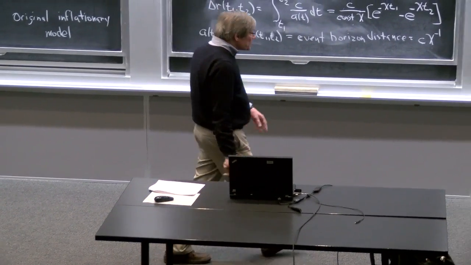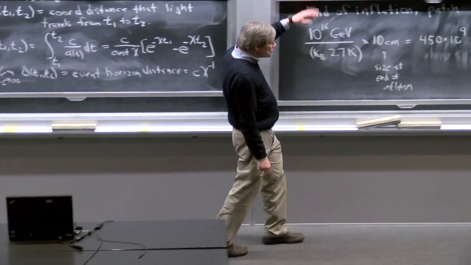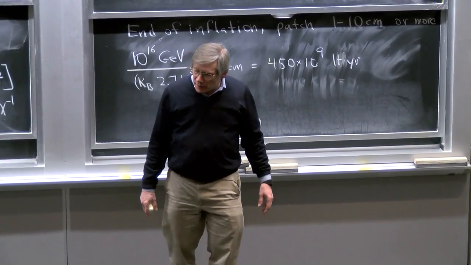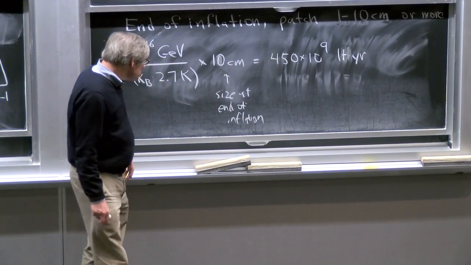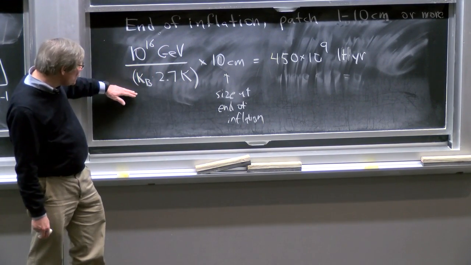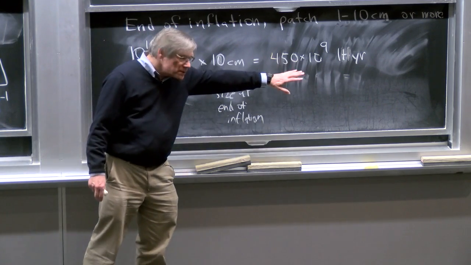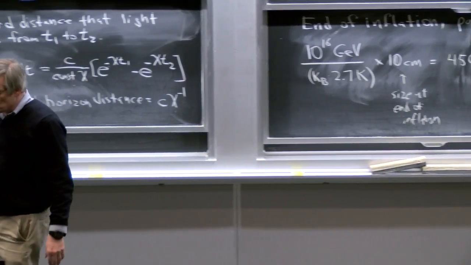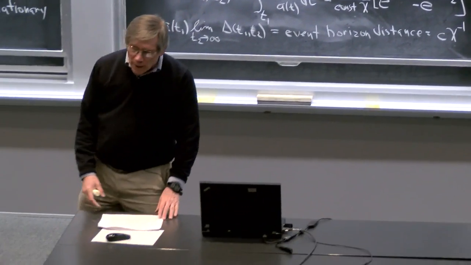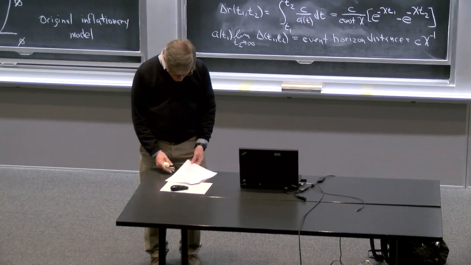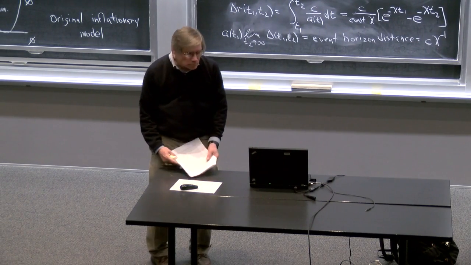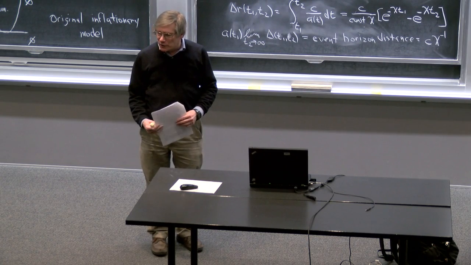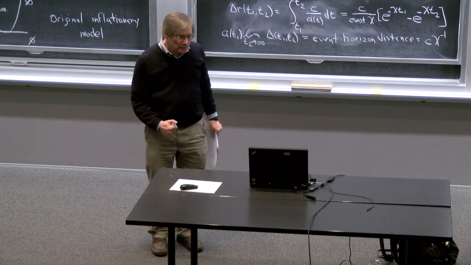So inflation would start with this tiny patch. At the end of inflation, the patch would have grown to 1 or maybe 10 or perhaps more centimeters in length. And then by coasting up to today, it becomes something that's larger than the region that we now observe. And that's basically how the scenario works. Any questions about those numbers or the general pattern of what we're talking about here?